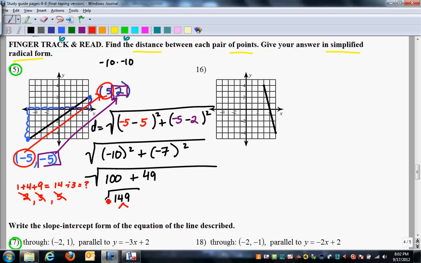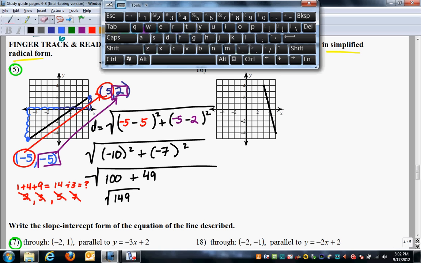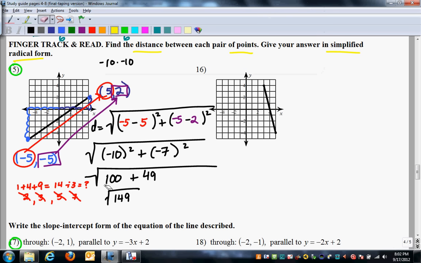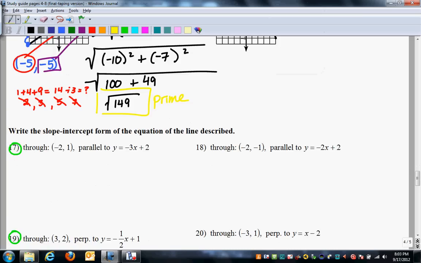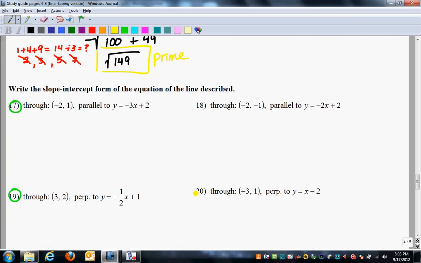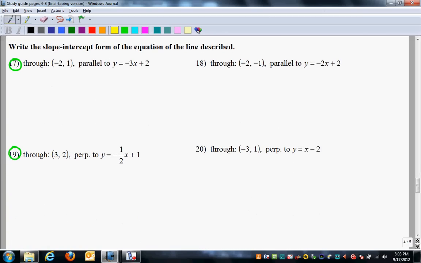7 goes into 14, but 7 doesn't go into 9, so it's not divisible by 7. It is a prime number. So our final answer is going to be square root of 149. That is a prime number. If it wasn't a prime number, you would factor and pull out your pairs. 17 and 19.